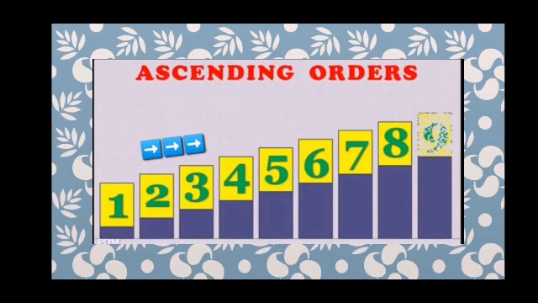जैसे हम सीढ़ियाँ चढ़ते हैं नीचे से ऊपर, ऐसे ही हम ascending orders में number लिखते हैं. The smallest number comes first, then the next greatest number, and like this we keep on writing the next greater number, and lastly we write the greatest number.